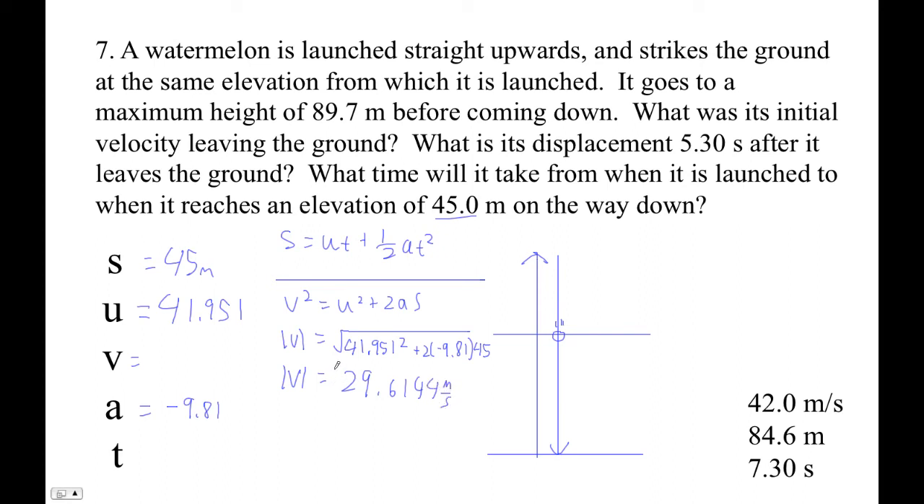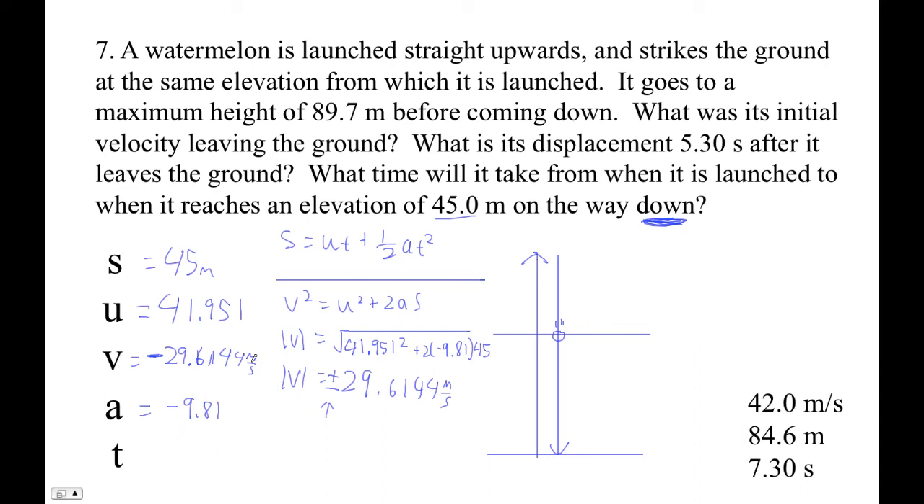So that means it could be plus or minus, because it's the absolute value. I know, though, it says on the way down, so I make that negative 29.6144 meters per second. That's on the way down. Now, if I asked you what time it takes to hit that 45 meters on the way up, you'd use the positive one, but we're doing the way down.